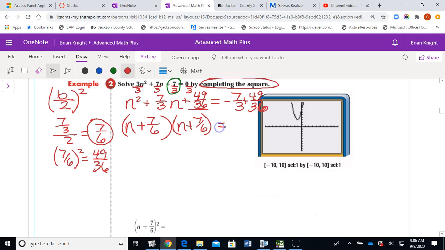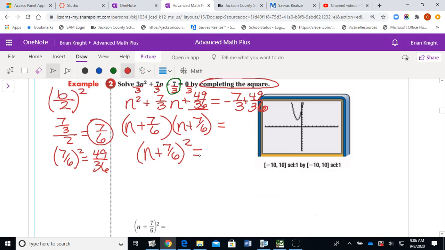Now let me show you how this works. 7 over 6 times 7 over 6 does give you what? 49 over 36. And if you added them together, 7 over 6 plus 7 over 6 is 14 over 6, which reduces to 7/3. Okay? So whatever you get when you divide by 2, that's going to be your factors every time. Okay? Now notice, they're the same factor, right? That means they are a perfect square. So n plus 7 over 6 squared equals.